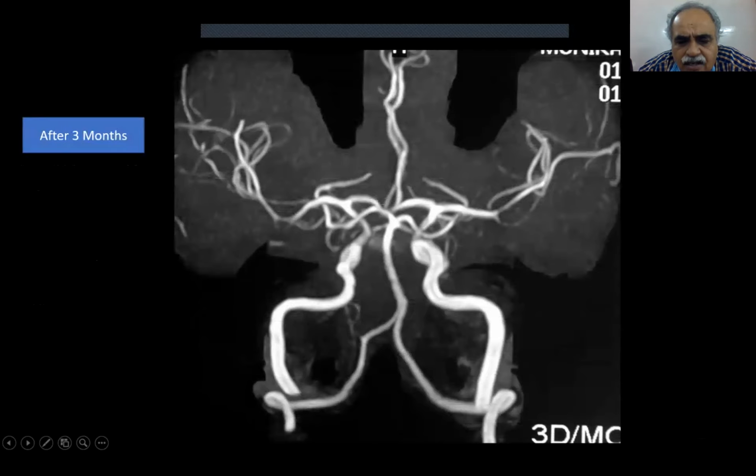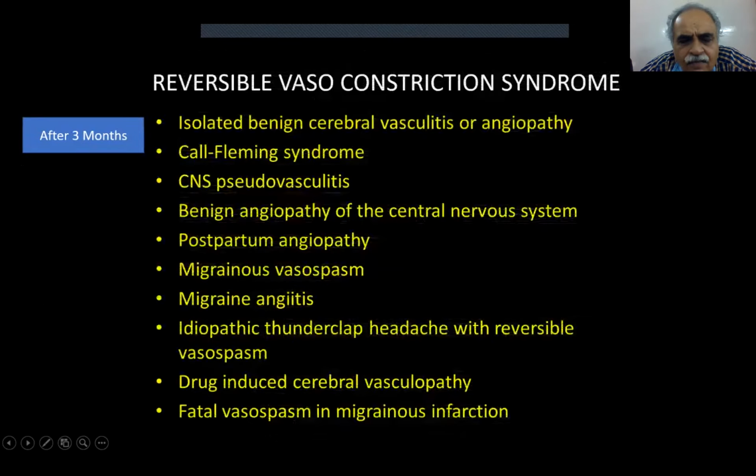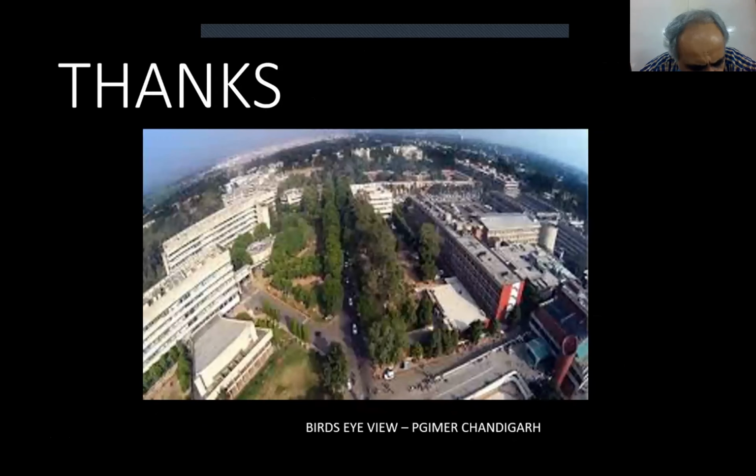Now look at the size of the basilar artery. The basilar artery opened up. So this was RCVS that responded to steroids. And I think I end here. Thank you so much for your kind attention.